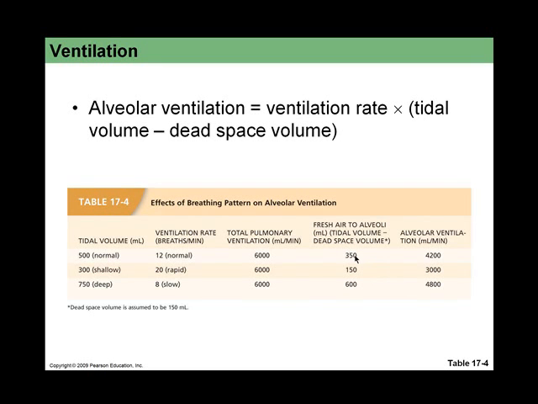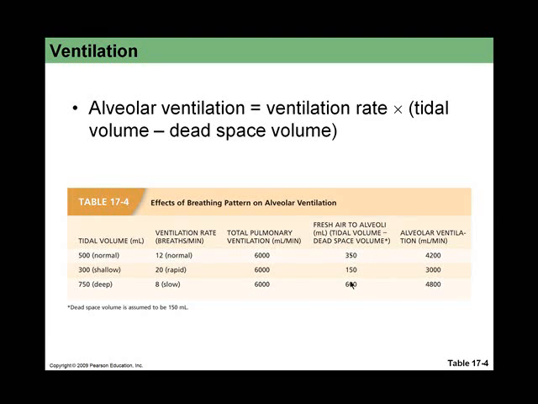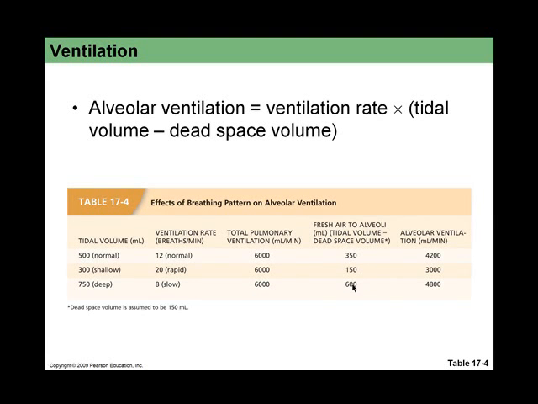Sorry about that. So 350 times the 12 is giving us the 4,200. So 150 times the 20 gives us 3,000. And then with deep, slow breathing, we still have 6,000, but we have the fresh air to alveoli, the tidal volume minus the dead space at 600. So we end up with 4,800.